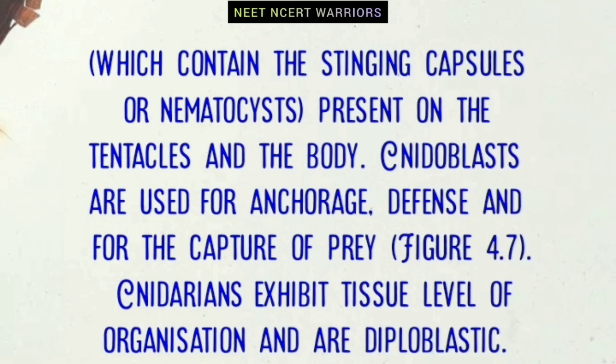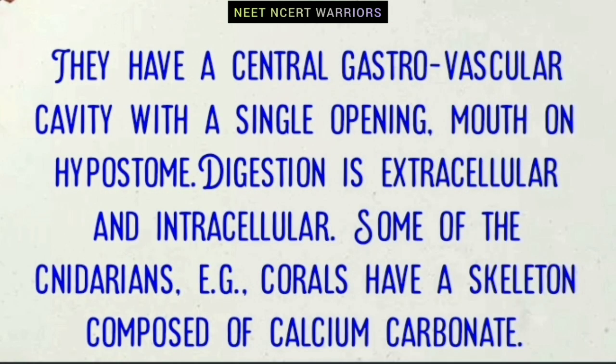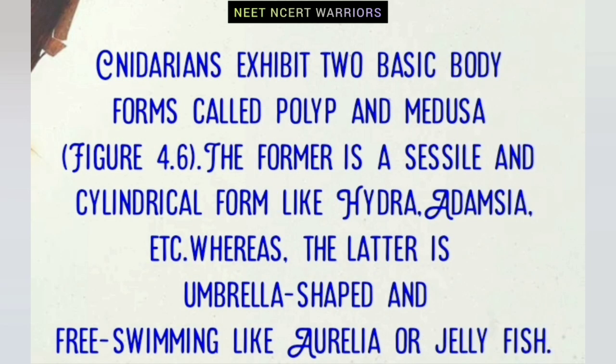Cnidarians exhibit tissue level of organization and are diploblastic. They have a central gastrovascular cavity with a single opening, mouth on hypostome. Digestion is extracellular and intracellular. Some of the cnidarians, for example corals, have a skeleton composed of calcium carbonate. Cnidarians exhibit two basic body forms called polyp and medusa, you can see in figure 4.6.